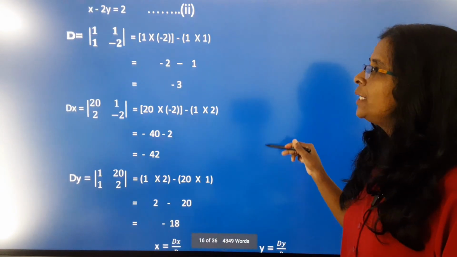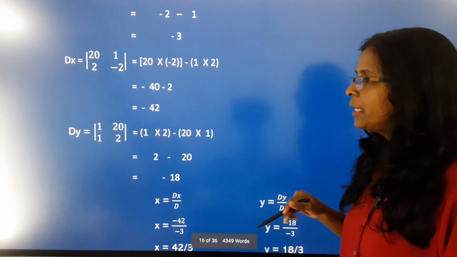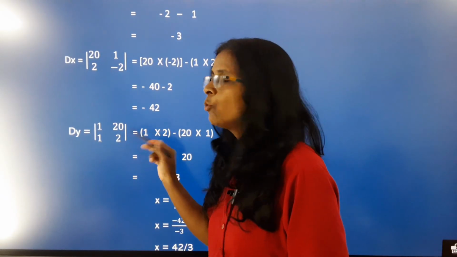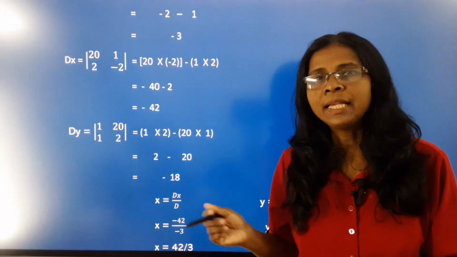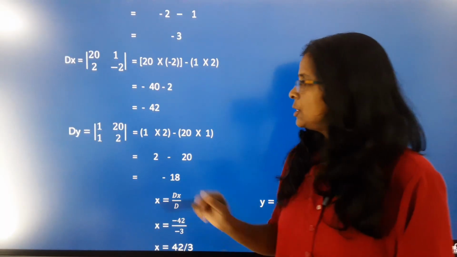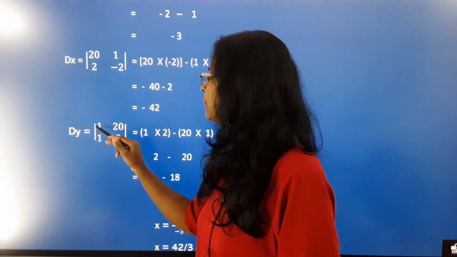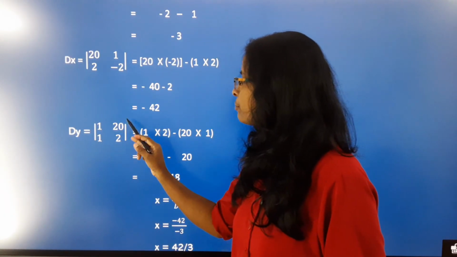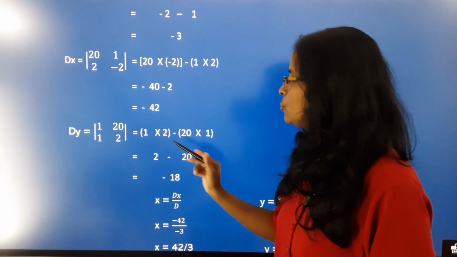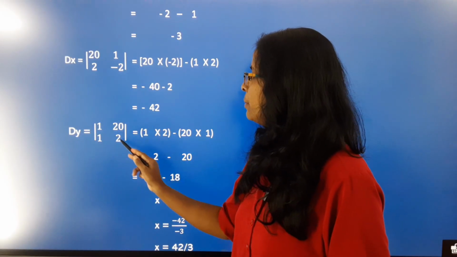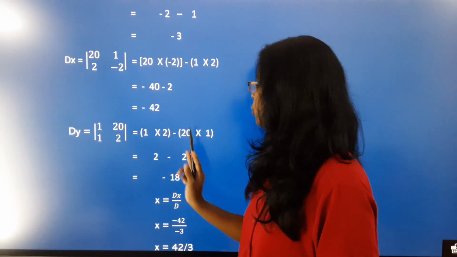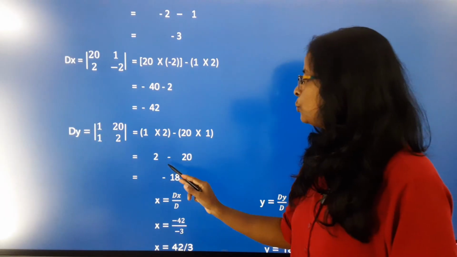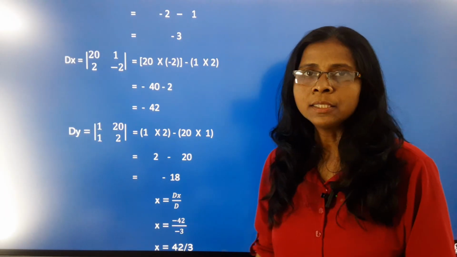Now calculate the D of y. So here hide the coefficient of y, and in place of that we write the constants, that is 20 and 2, and write the x coefficient as it is, 1, 1. So 1, 1, 20, 2. Okay, so now cross multiply: 1 multiplied by 2, minus 1 into 20, then 2 minus 20, which is equal to minus 18.